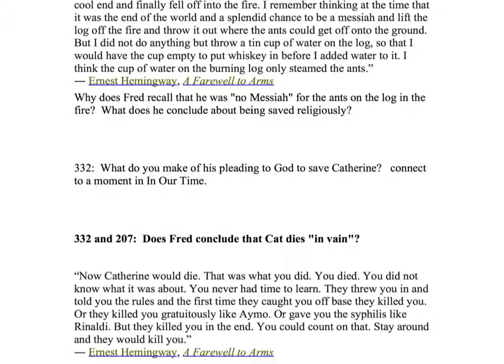So the question here is, why does Fred recall that he was no Messiah for the ants on the log and the fire? What does he conclude about being saved religiously? Here's his great chance to be a Messiah and help these ants, but he doesn't. He just steams them with his water. So one of the thoughts here is that Hemingway doesn't believe in asking for outside forces to come to one's rescue. Remember the passage from In Our Time, "Oh God, save me, save me, save me, please Jesus, I'll tell everyone about you." And then the soldier was saved, not by Jesus necessarily, but then he goes on, he's just saved, and he goes on to tell no one about Jesus.